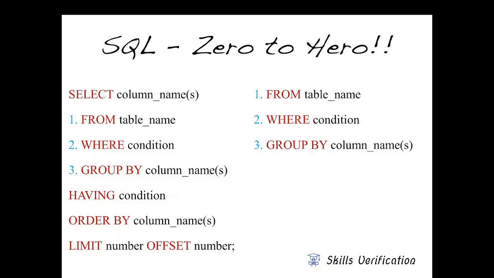Third, if there is a group by clause, the database will organize the filtered rows into groups based on the specified columns. Each group will contain rows that have the same values in the group by columns. Fourth, the database filters out groups that don't satisfy the having condition. The having condition is like a where clause, but works with groups rather than individual rows. We will delve into it later.